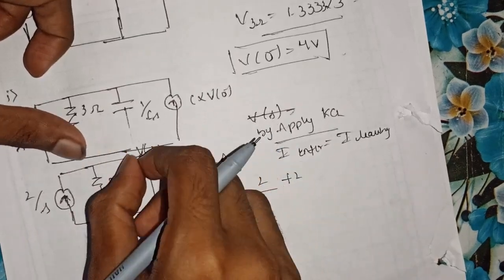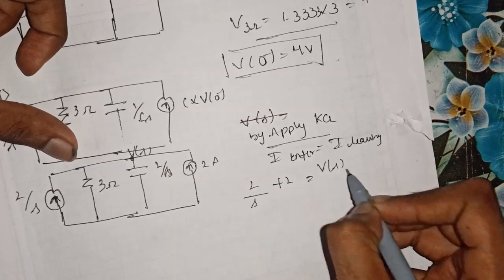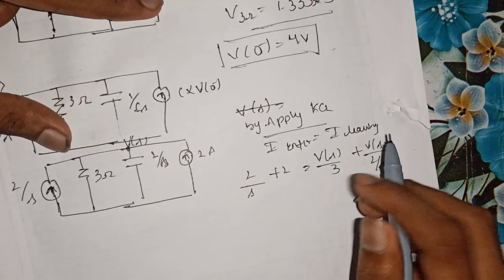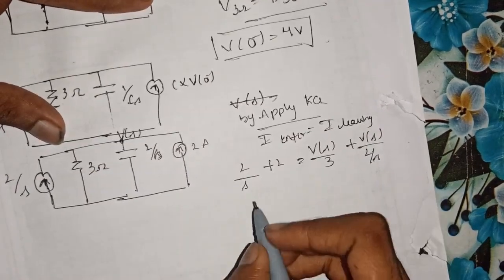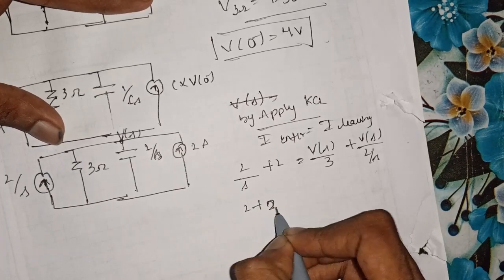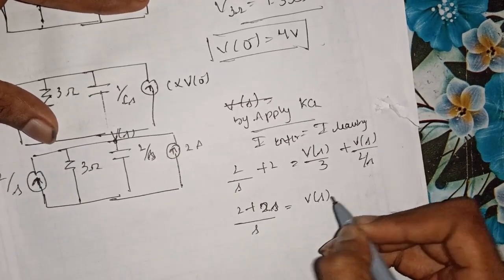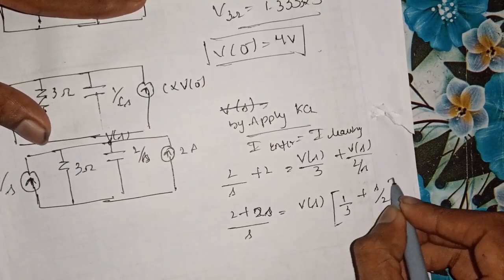These are the currents that are entering this point. Similarly, the current leaving is this current, that is V of S by 3 plus V of S divided by 2 by S, that is voltage divided by resistance, which will give me a value of current. So, just simplifying the equations, (2 plus 2S) divided by S will be equal to V of S times (1 by 3 plus S by 2).